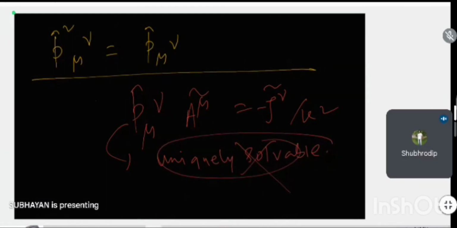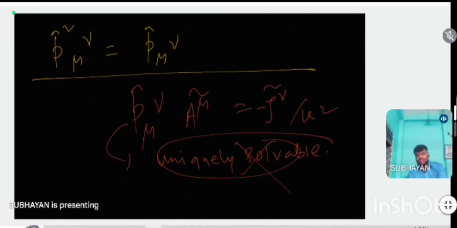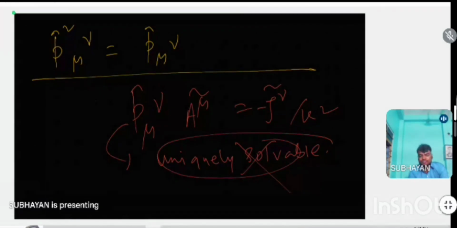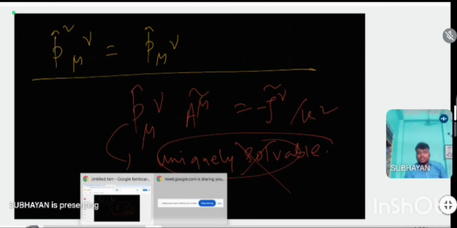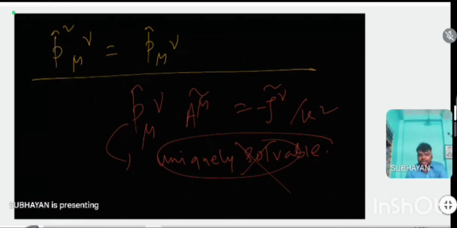Sir, why? These equations cannot be uniquely solved because the eigenvalues of p square, p cube and p to the power n are the same. So that's why the solutions cannot be made unique. In mathematical physics, you have already studied this for eigenvalue equations. Whenever the operators are idempotent or projection operators, you cannot find a unique solution for such equations. So the message is clear: Maxwell equations cannot be uniquely solved.